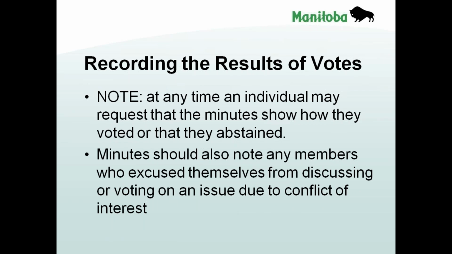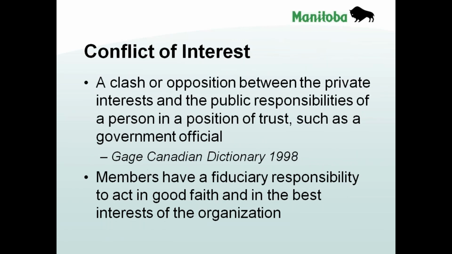Minutes should also note any members who excuse themselves from discussing or voting on an issue due to conflict of interest. The Gage Canadian Dictionary defines conflict of interest as a clash or opposition between the private interests and the public responsibilities of a person in a position of trust, such as a government official. Organization members have a fiduciary responsibility to act in good faith and in the best interests of the organization. They hold a position of trust.